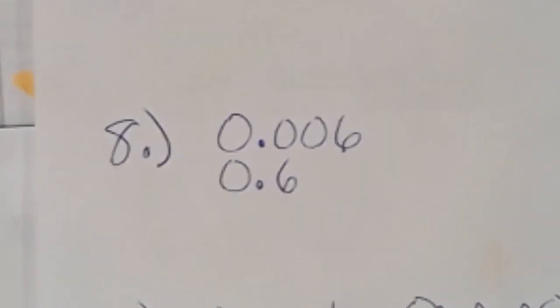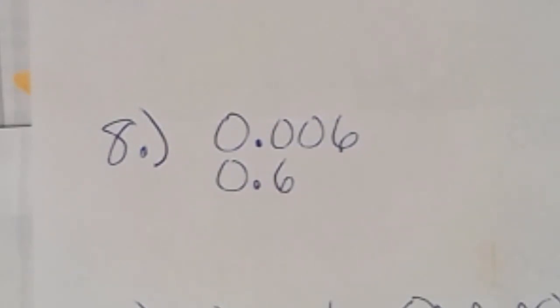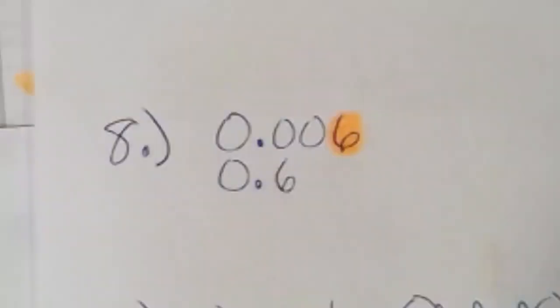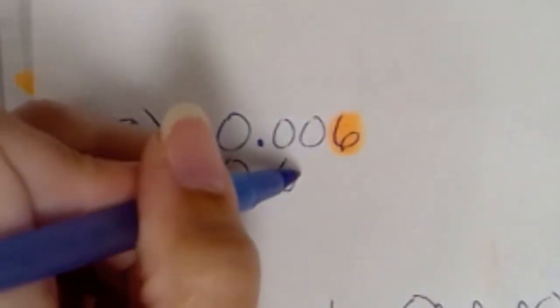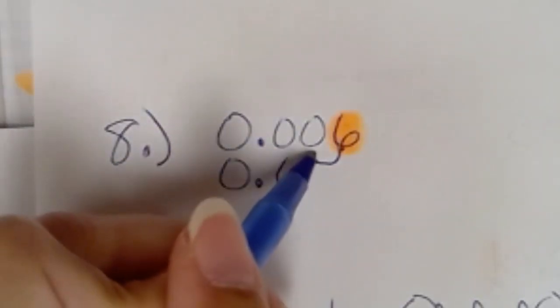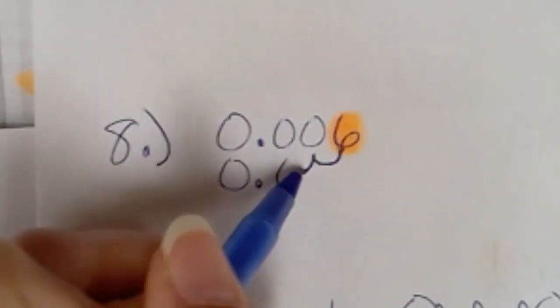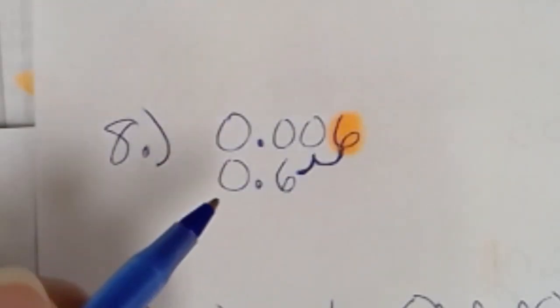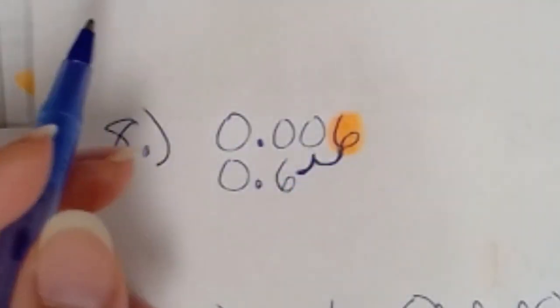Maya says the value of the 6 in 6 thousandths is 1/10 the value of the 6 in 6 tenths. Is she correct? Explain. So Maya is comparing 6 thousandths to 6 tenths. Since 6 thousandths comes first, we're going to highlight 6 thousandths. It does move to the right, but it moved to the right 2 times. So she's just saying this is 1/10 the value.